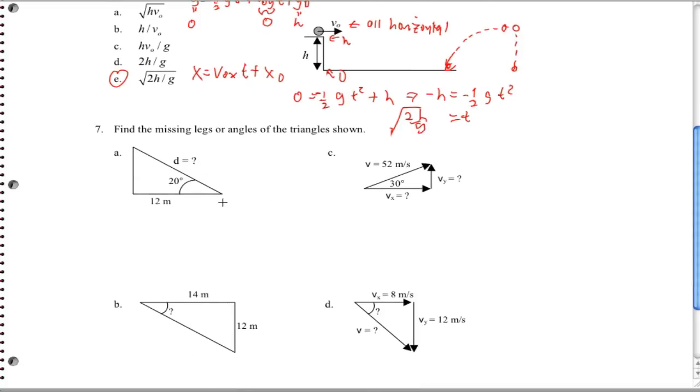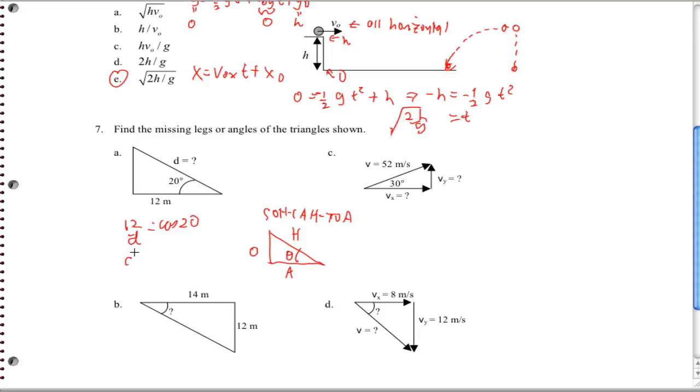Now, find the missing legs or angles of the triangle shown. This is a great way to practice. We're going to use SOHCAHTOA. Let me draw up a little SOHCAHTOA triangle so we have this all set. So we have hypotenuse, opposite, adjacent. SOHCAHTOA. This is just beautiful. Can't believe my luck, to get to do some SOHCAHTOA today. I'm just really grateful. So 12 over d equals cosine of 20 using SOHCAHTOA.